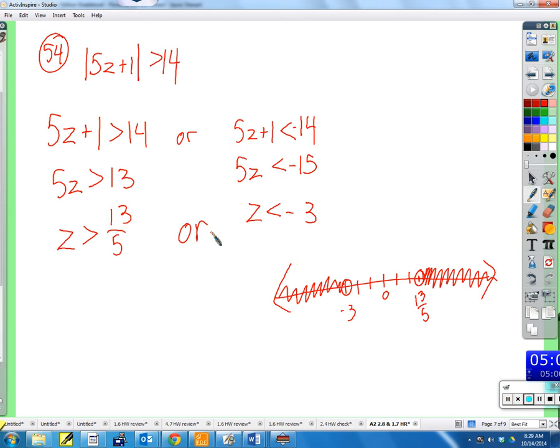So we've seen graphed inequalities, compound inequalities, and, or. Since this can't be between, it can't be less than negative 3 and bigger than 13 fifths at the same time, like one number can't satisfy both of those things, we say it's or. Problem 62, same idea. But take a second to write it down.